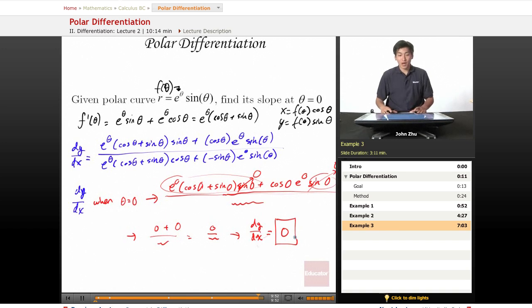So polar differentiation isn't very complicated compared to the parametric differentiation. We're simply converting it into the parametric form and applying the same exact principles. So we can see this as an extension of the parametric differentiation methods.